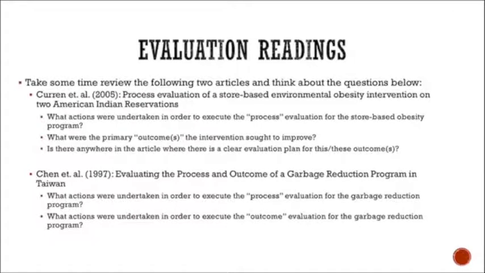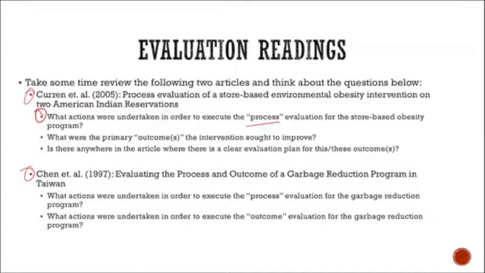So now that you've got a better understanding of what implementation evaluation is and how the process works and how to execute one, I want you to think over the two articles that you should have read by now, which include the Chen et al. article on the garbage reduction program in Taiwan, as well as the Curran et al. article for this week that looks at the obesity intervention program on American Indian reservations. As you've read through these, I want you to think back and identify some of the answers to these questions that I'm posing for you here, which include this first one for the obesity prevention program: what actions were undertaken in order to execute the process evaluation.